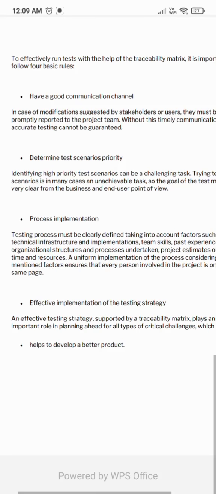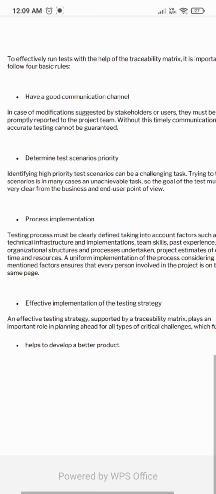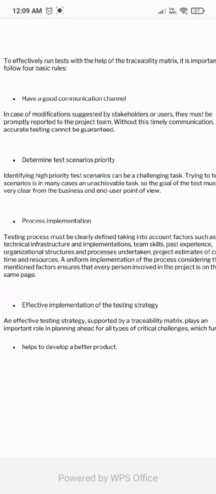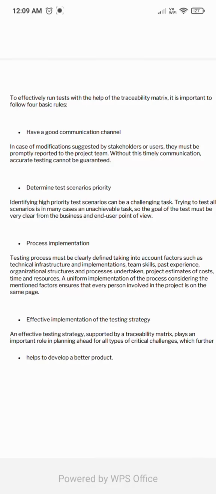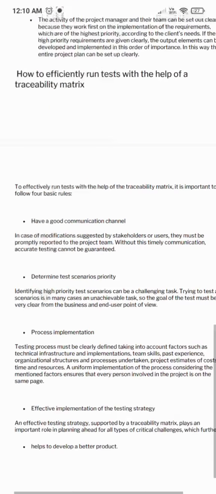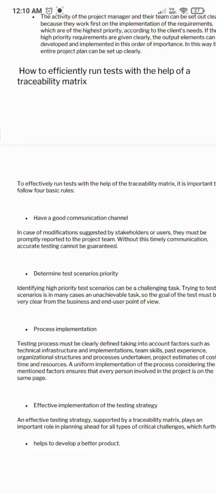Then effective implementation of testing strategy. An effective testing strategy is supported by traceability matrices, planning important plans, and rolling plans ahead of all types of critical challenges. The last one is that it helps to develop a better product. Efficiently running tests with the help of traceability matrices helps to develop a better product.